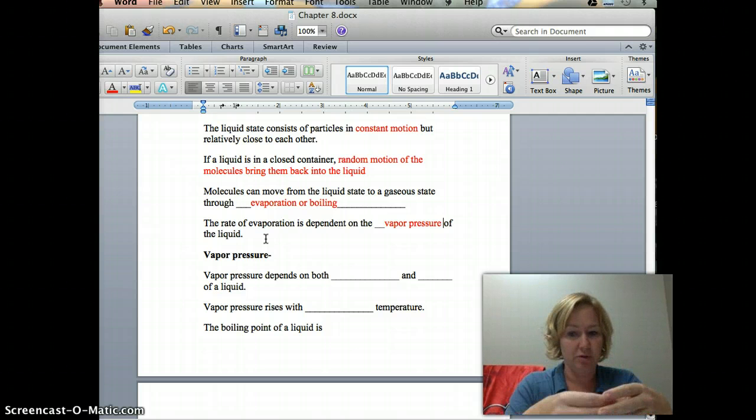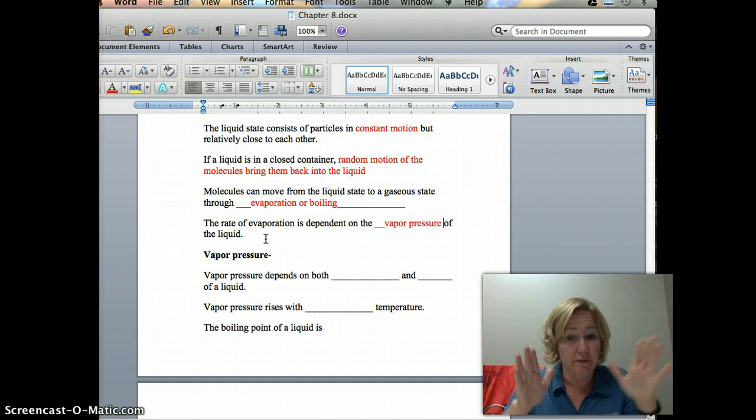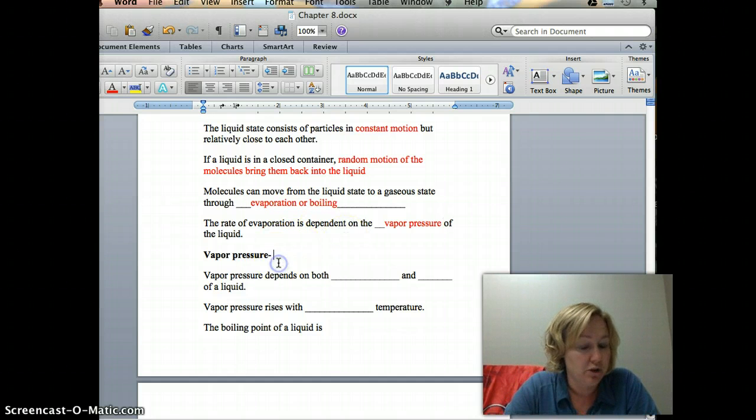You've got to put the lid back on. We can play with this in class. I can bring you some acetone or some ethanol. It evaporates really quickly because of vapor pressure. Vapor pressure is what's happening.